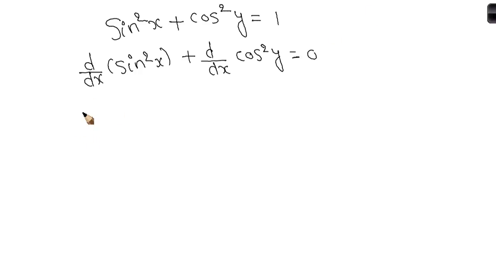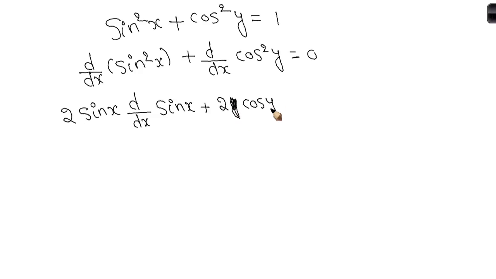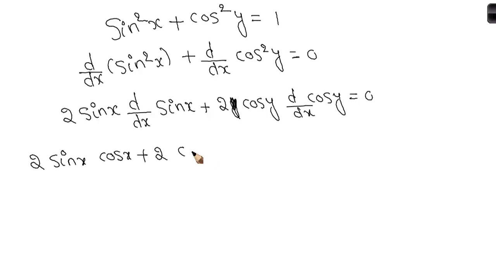which is 0. So derivative of sin square x is 2 sin x into derivative of sin x, plus derivative of cos square y is 2 cos y into derivative of cos y with respect to x, is equal to 0. 2 times sin x into derivative of sin x, which is cos x, plus 2 cos y into derivative of cos y, which is minus sin y, into derivative of y, that is dy by dx, is equal to 0.